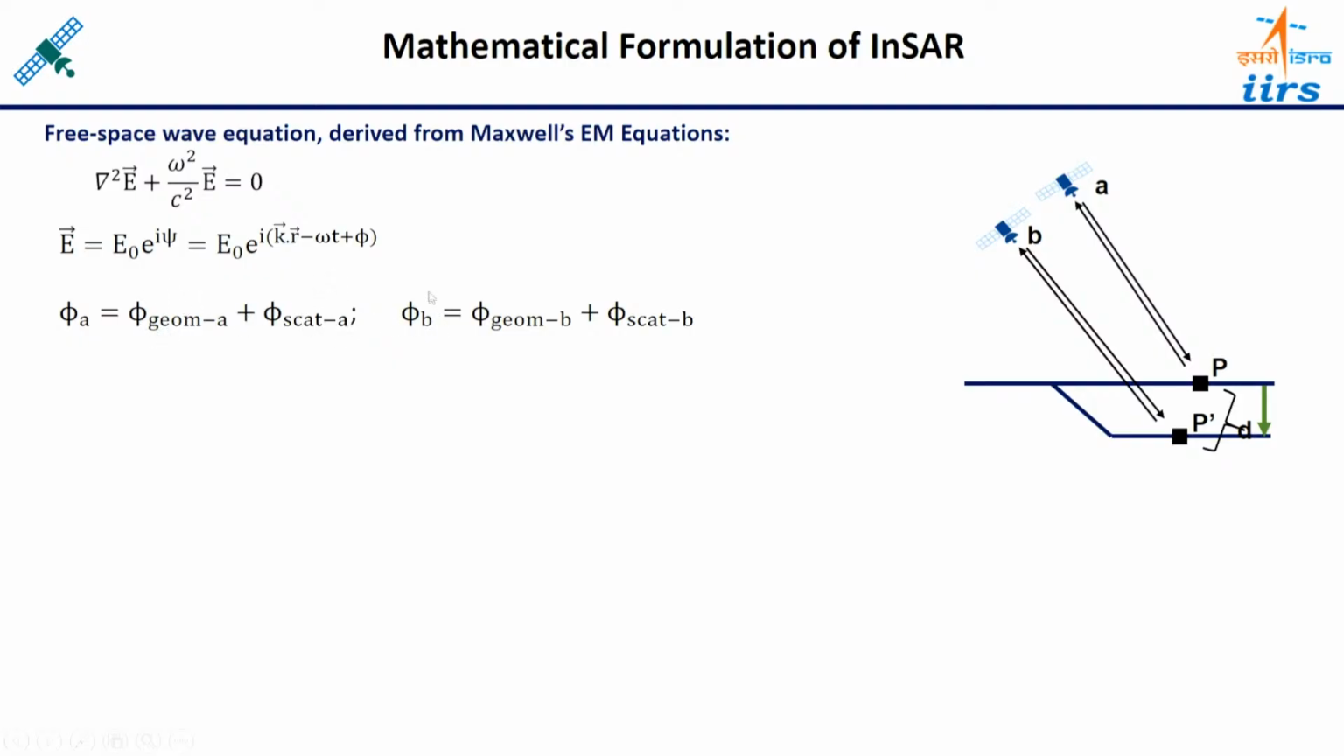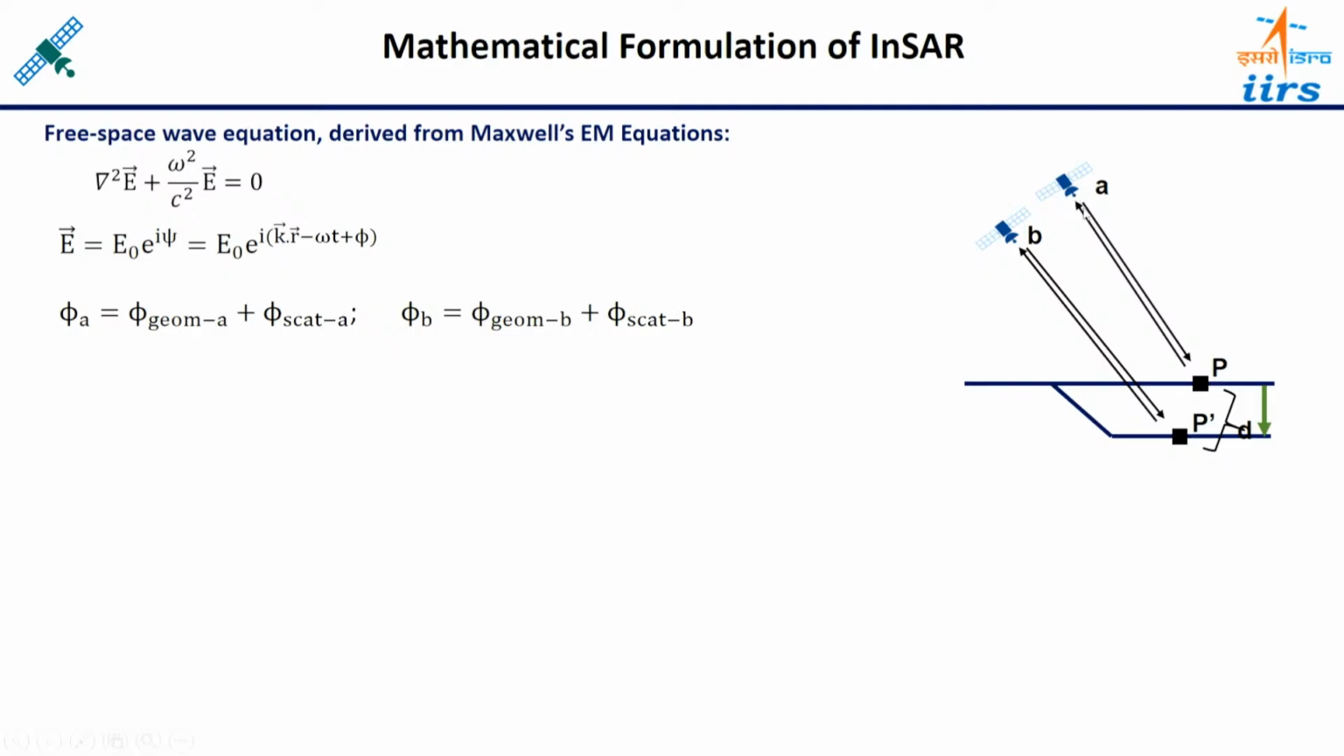Same thing, same way: the phase of signal B equals the geometric phase of B plus the scattering phase of B. Now this situation we are going to apply for the deformation analysis. So here you can see, suppose one target is there on the surface, that is P. When no deformation is happening, the target was here itself and the image was acquired from satellite position A.